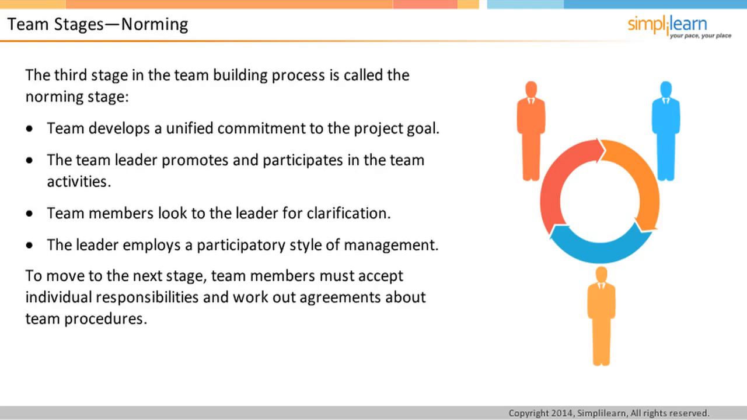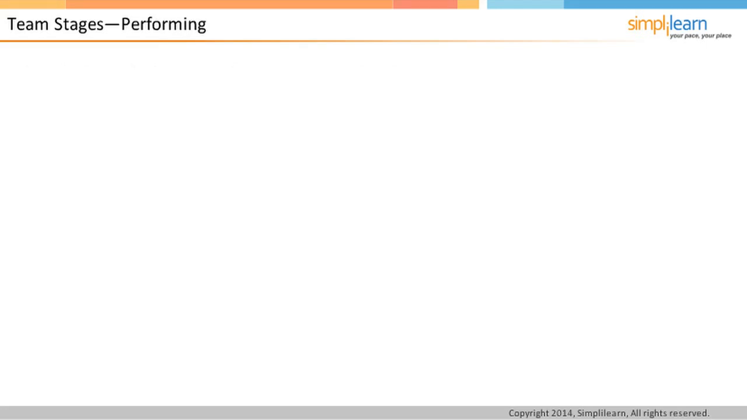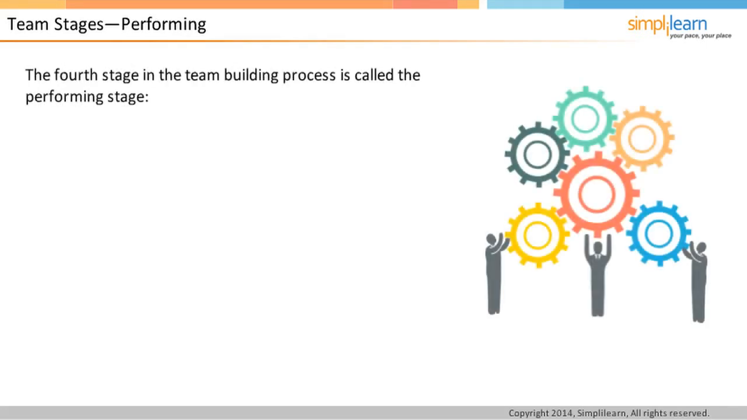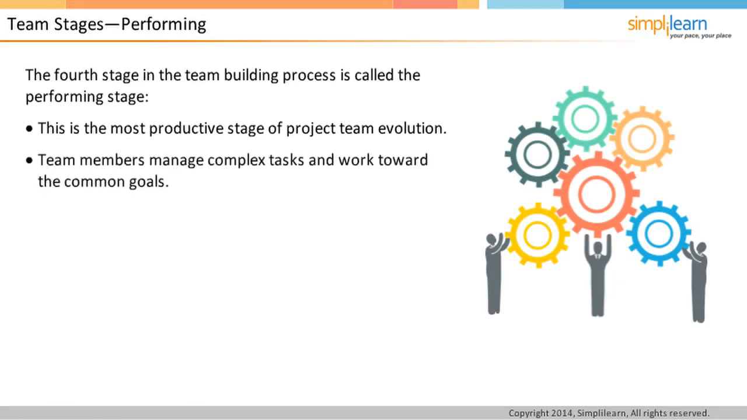The next stage in the team building process is called the performing stage. This is the most productive stage for the project team. In this stage, team members manage complex tasks and work toward the common goals of the project. The leader employs a supervisory style of management by overseeing progress, rewarding achievement, and supervising process. The team leader leads the project on more or less an automated mode.